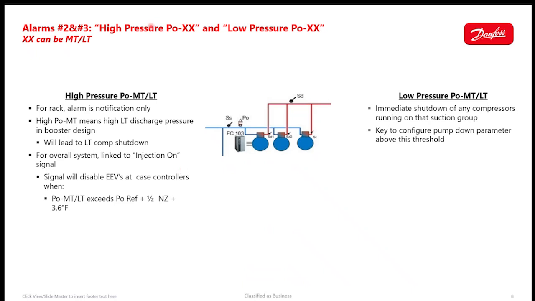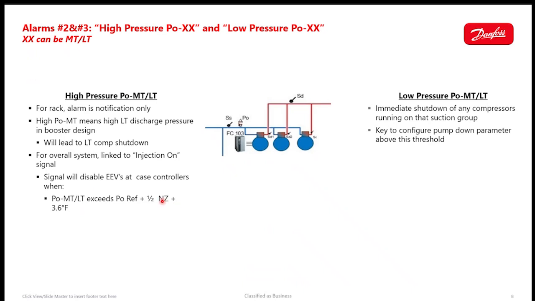And so while the high suction pressure alarm itself isn't triggering this action to begin with, it's normally very close. When we look at what starts the injection signal being disabled to shut down the case controllers and the expansion valves, that's defined down here at the bottom. Our suction pressure set point plus half of the neutral zone plus an additional 3.6 degrees is probably going to put you pretty close to where the high suction pressure alarm setting is. And so you can expect this to happen not too long after a high suction pressure limit alarm is generated.